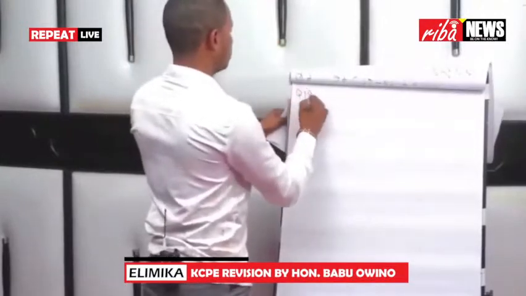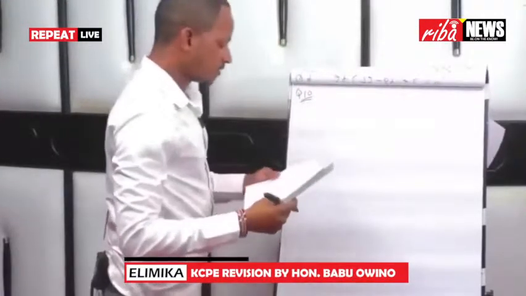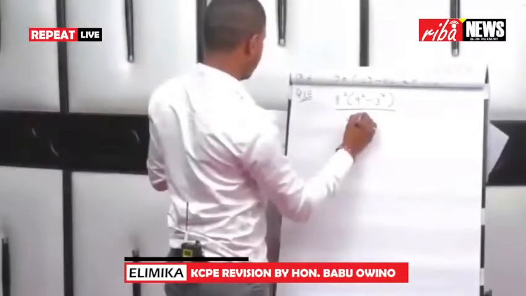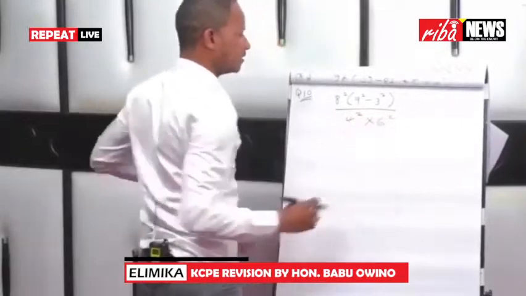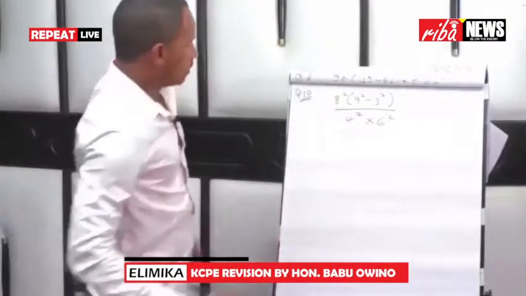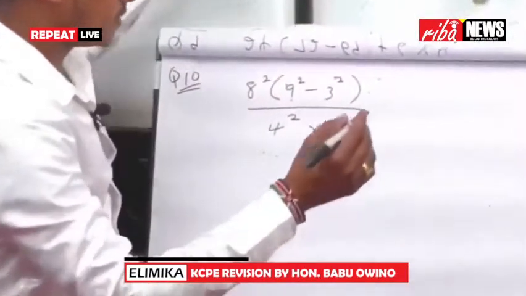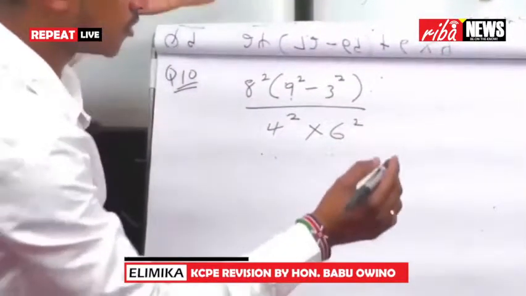Question 10. What is the value of 8 squared into 9 squared minus 3 squared divided by 4 squared times 6 squared? So class, what is the value of this? This is simply asking us to simplify. As usual, BODMAS.